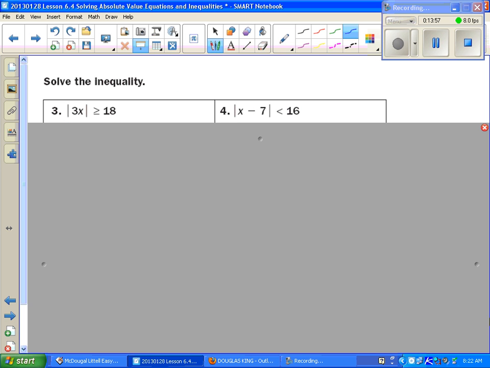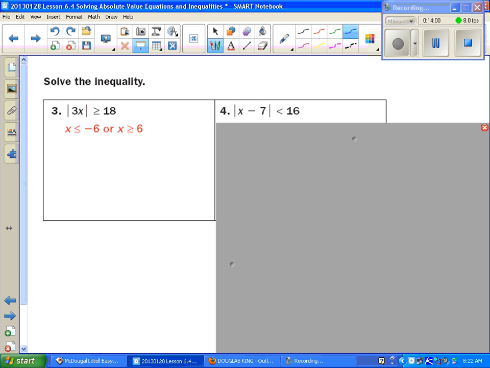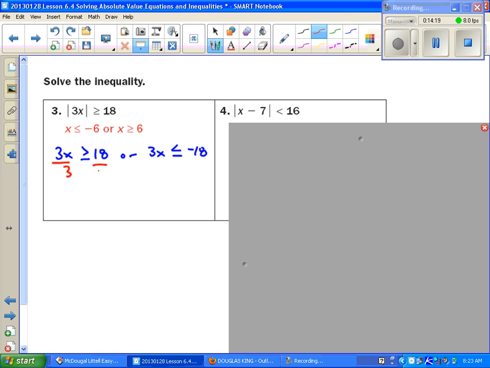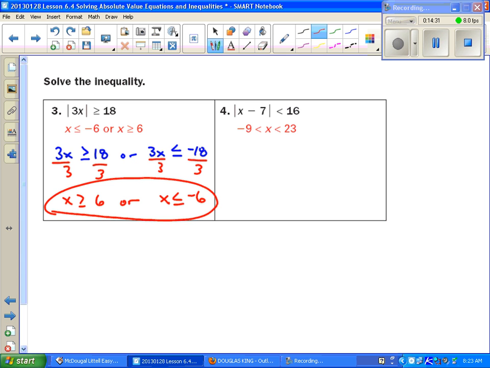For these inequalities, it says the absolute value of 3x is greater than or equal to 18. So 3x is greater than or equal to 18, or 3x is less than or equal to, remember you flip the inequality symbol, and positive 18 becomes negative 18. Divide by 3 on both sides, and x is greater than or equal to 6. Divide by 3 on both sides, x is less than or equal to negative 6. x is greater than or equal to 6, or x is less than or equal to negative 6.